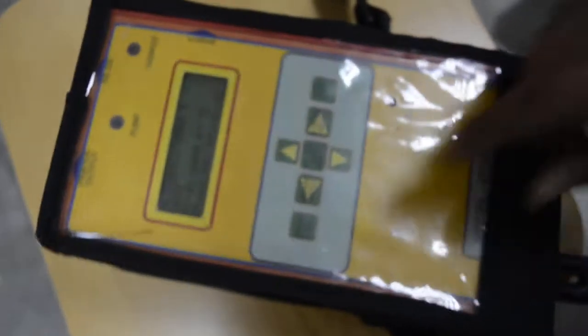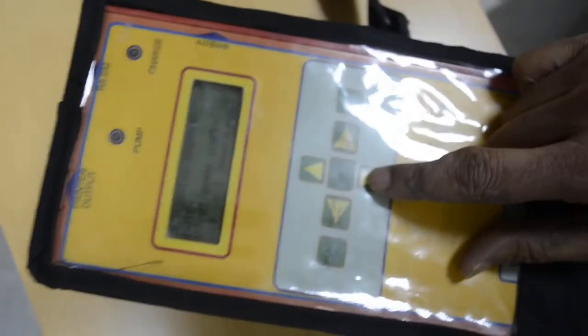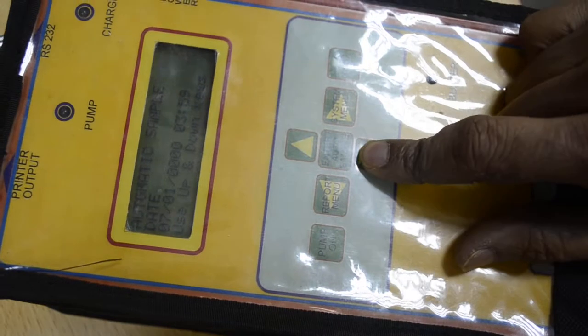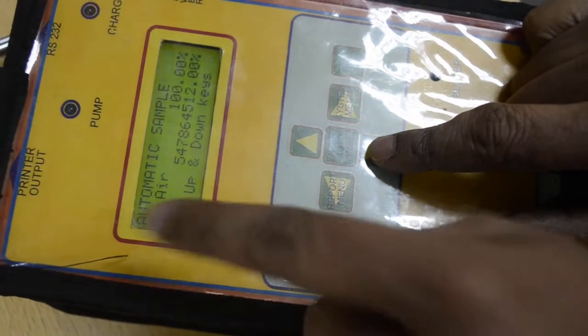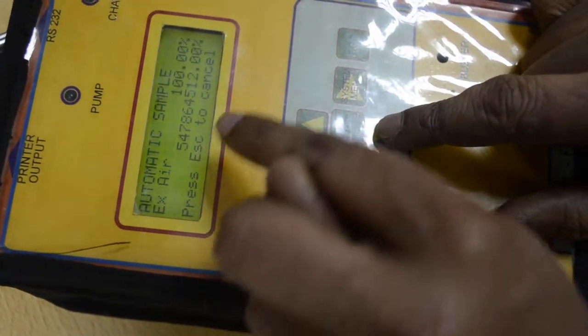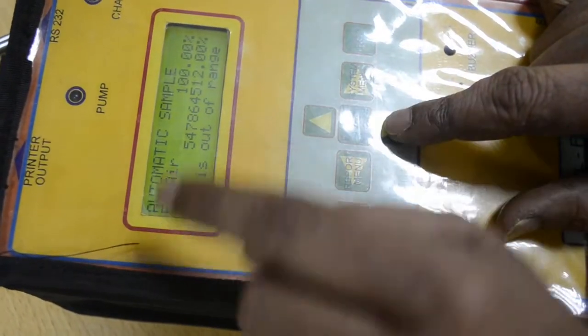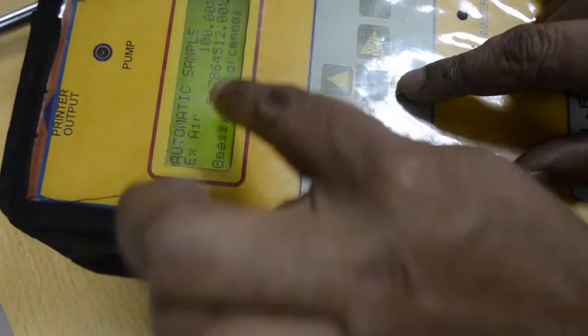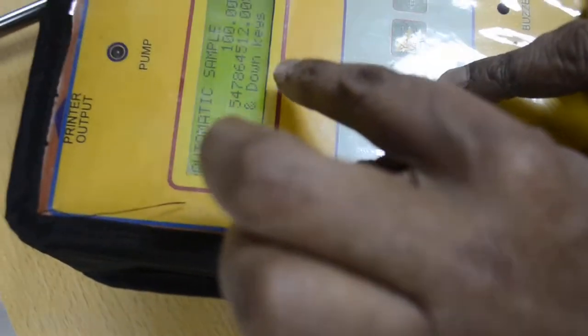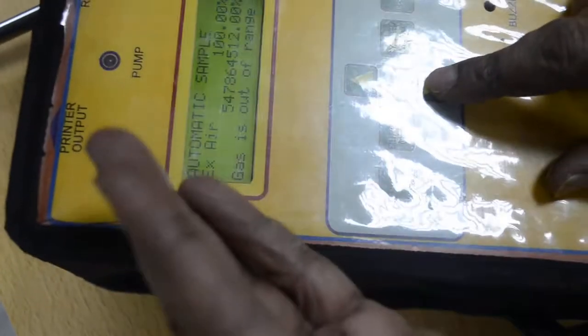You are ready to take the readings. You have to press the downward switch continuously, so that you are able to note down the different readings. Press and hold a few seconds. Now it shows what excess air is being used. Here we have not taken the measurement, so it shows 100% and says the gas is out of range. We have not taken the gas, that's why it's not showing.